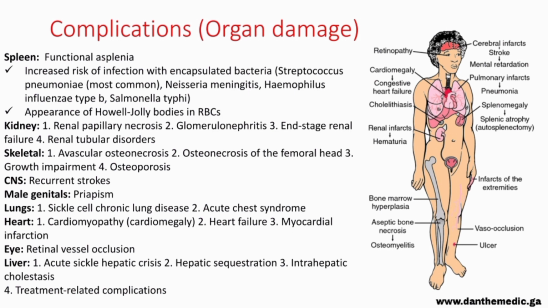So now let's talk about the complications. The main complication apart from death, that's organ damage. So we have multi-organ damage. So let's first of all talk about the spleen. Of course, there can be functional asplenia, and then this functional asplenia can cause increased risk of infection with encapsulated bacteria. And then, because of this functional asplenia, like I mentioned before, we will see jolly bodies in the blood smear.